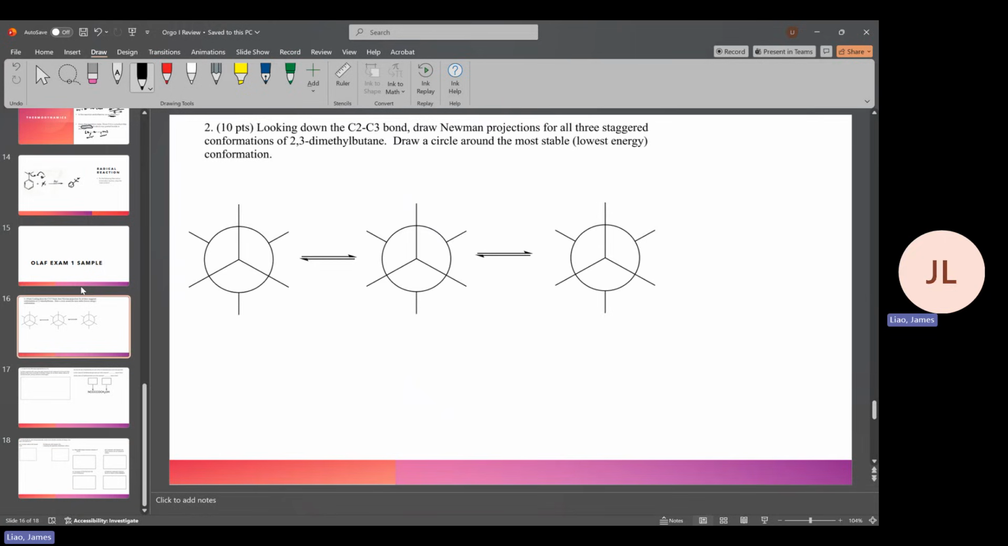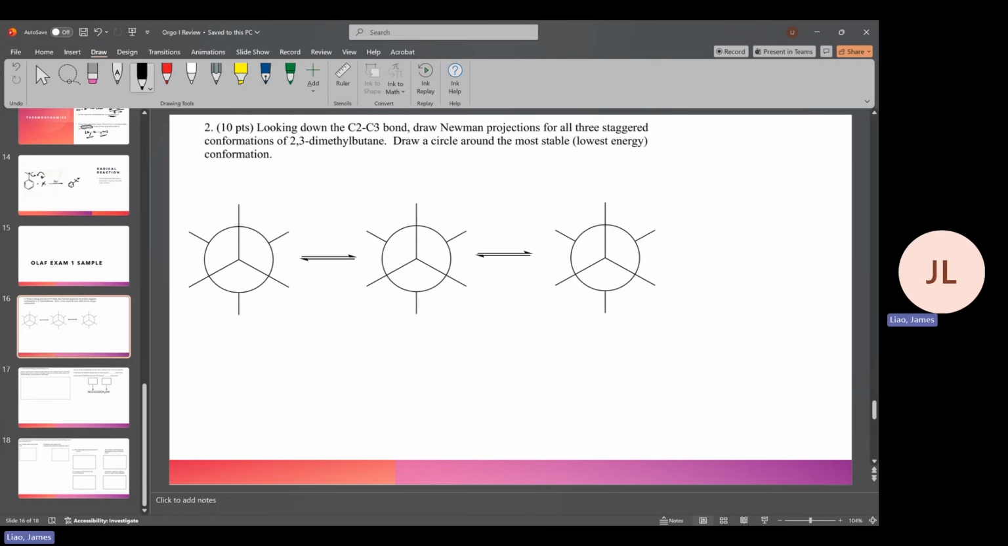So I'm going to start off with this one. We're looking down at the carbon 2 and carbon 3 bond. We're going to need to draw the Newman projections of all these staggered conformations of what's called 2,3-dimethylbutane. That's our molecule. And we also need to circle what the most stable energy conformation is. Okay, so we need to find the most stable Newman projection of 2,3-dimethylbutane going through carbon 2 and carbon 3.